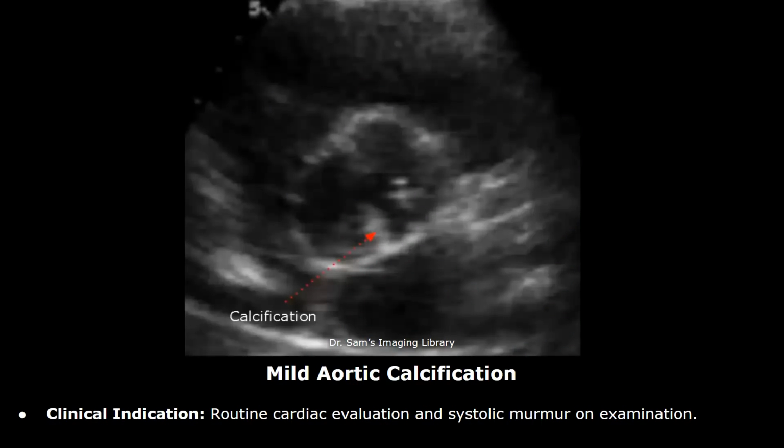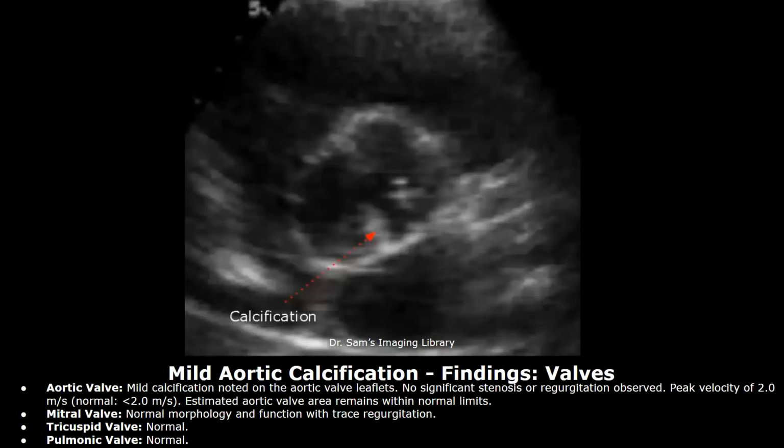This report is of mild aortic calcification. Clinical indication is routine cardiac evaluation and systolic murmur on examination. These are the findings. The aortic valve has mild calcifications on the aortic valve leaflets. No significant stenosis or regurgitation observed. Peak velocity of 2 meters per second. Estimated aortic valve area remains within normal limits.